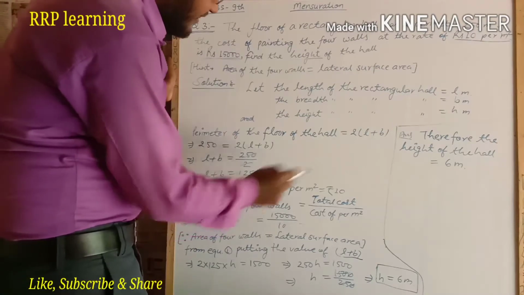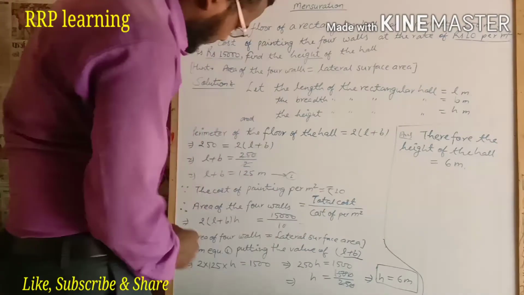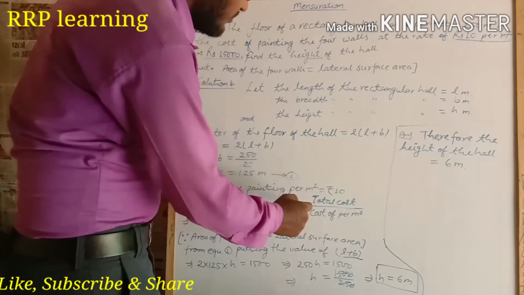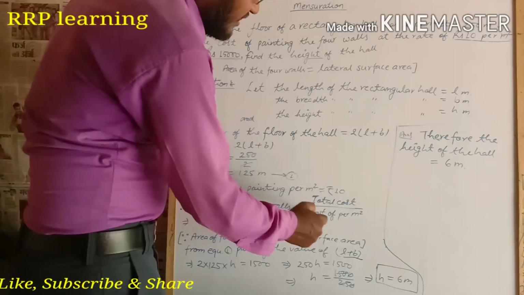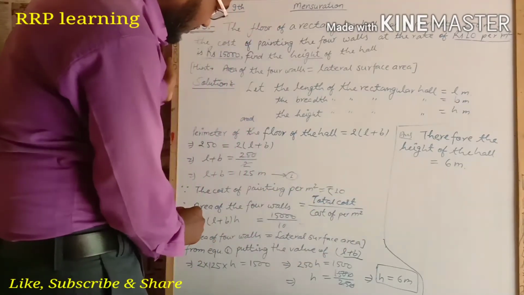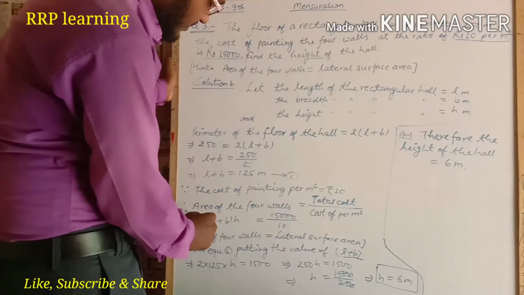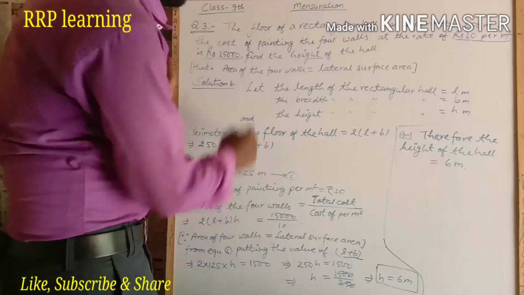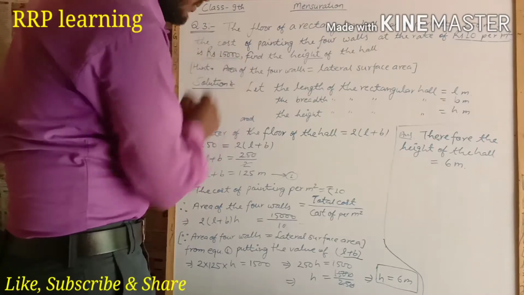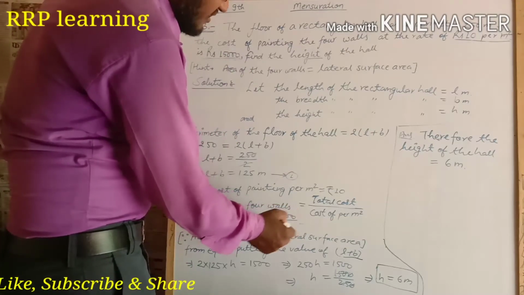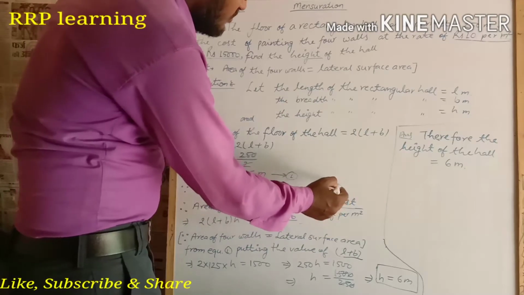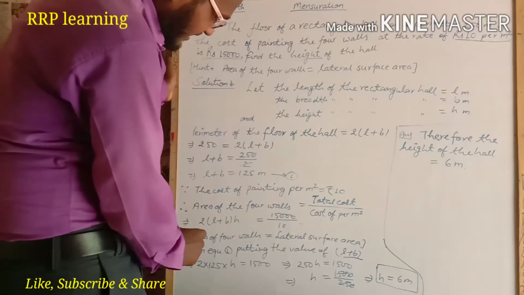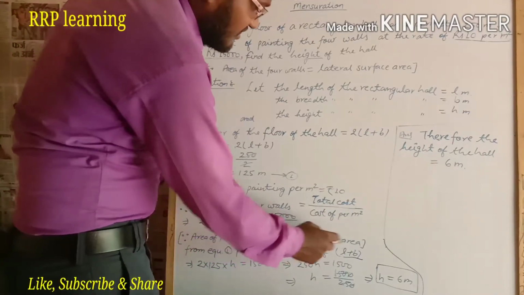Because the cost of painting per meter square equals 10 rupees, the area of the four walls equals total cost upon cost per meter square. Or 2 in bracket L plus B bracket close into H equals total cost 15,000 rupees upon 10 rupees per meter square, because the area of four walls equals the lateral surface area.